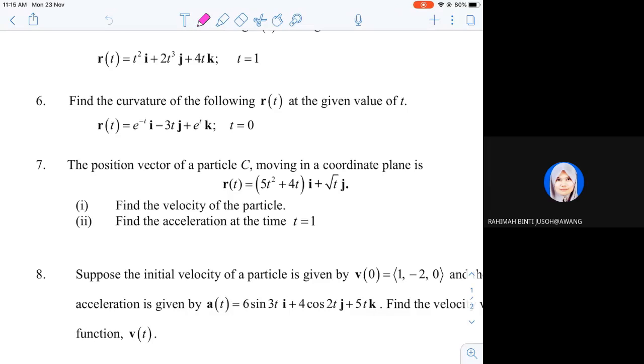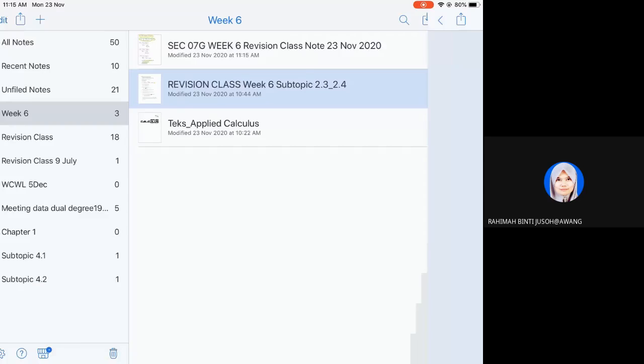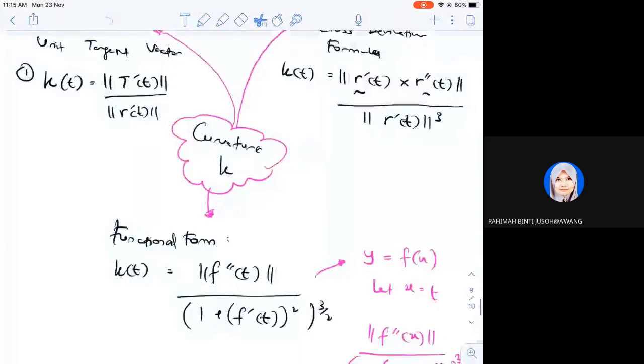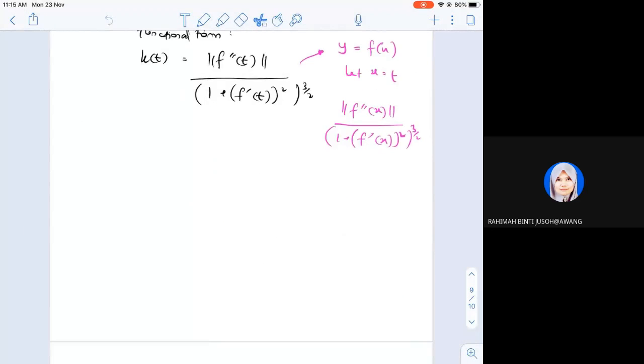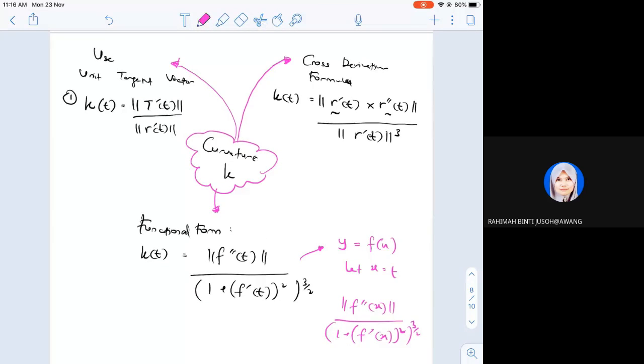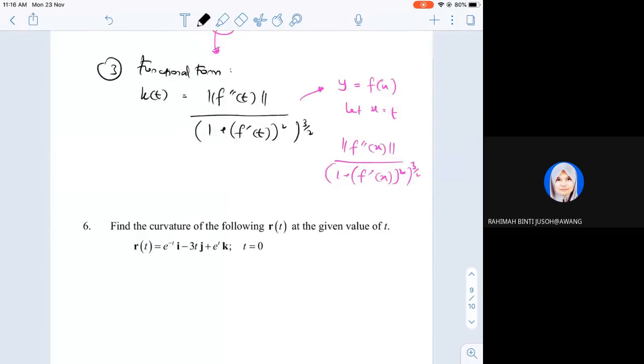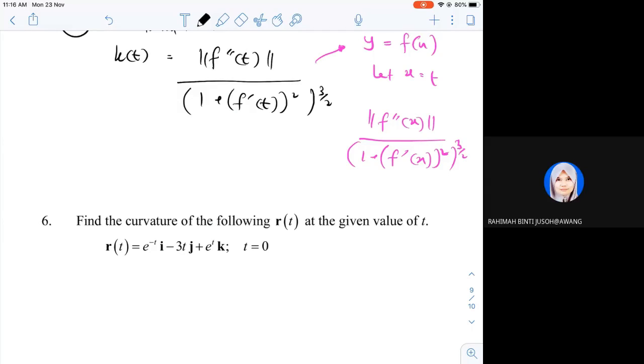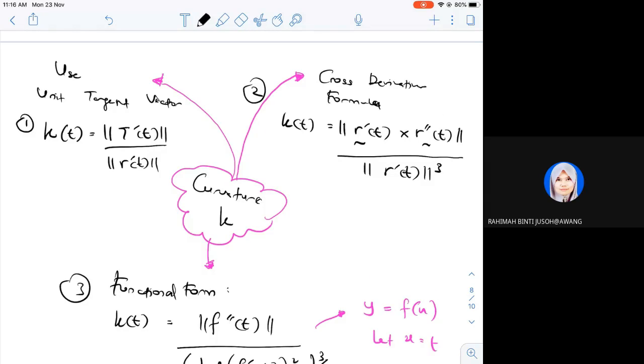So question number 6. Okay guys, which formula do you want to use? First, second or third formula? First formula, second formula or third formula? Nak jawab soalan ni. You want to answer question 6, which formula do you want to use, you think? First. Okay guys. Okay, I will give you tips.